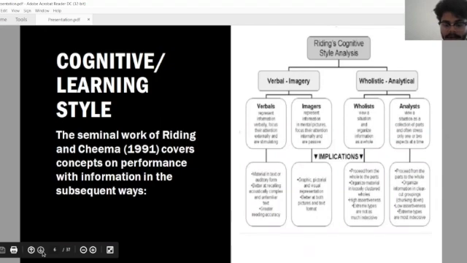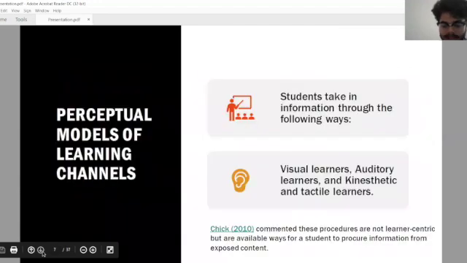And the seminal work of Riding and Chima covers the concepts of performance with information in the following ways. As you can clearly see, the verbal imagery and the holistic analytical skills have been distinctively differentiated in this diagram. The reason being verbal imagery corresponds to the tactile senses as opposed to the holistic analytical processing based on cognitive functions. And this association is based on perceptual models of learning, channels through which students take in information in the following ways, such as visual learners, auditory learners, and kinesthetic and tactile learners.